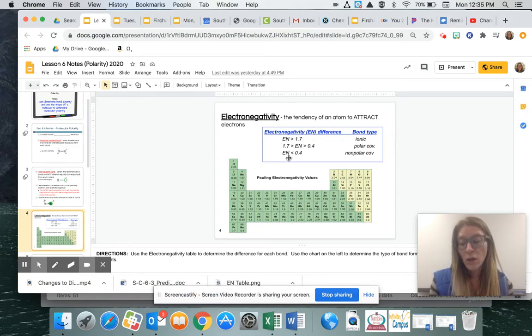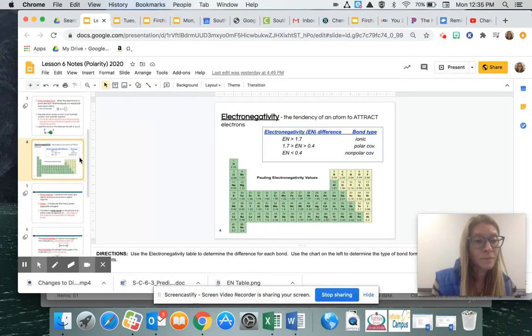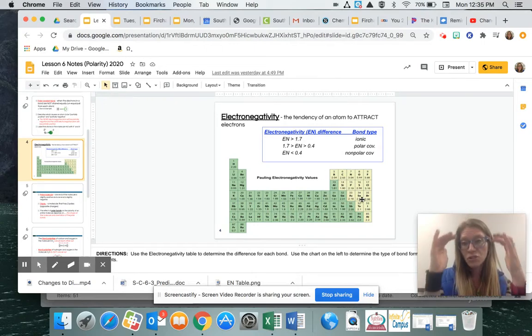So again, the smaller difference in electronegativity will mean that those electrons are shared more equally, and so there's no pull in either direction. And you will always have a copy of this table, whether it looks like this or is just in a chart, you will always have a copy of those values.